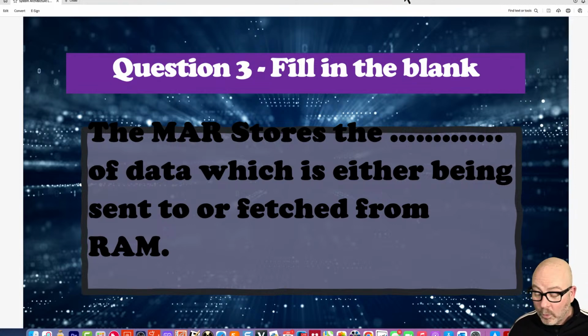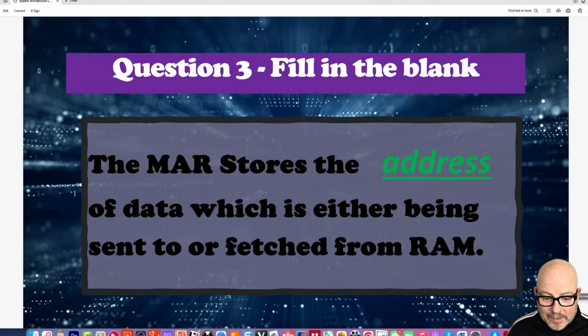Okay, well, I'll tell you what, I'll answer it, because I know the answer. The answer is address. Well done. Really good. Okay, this is interesting. Anyway, another one, let's try this one.